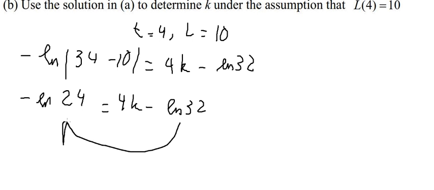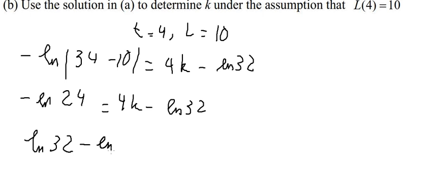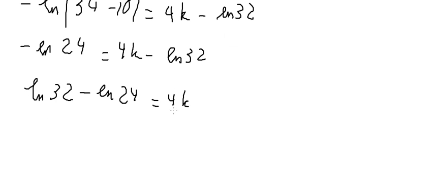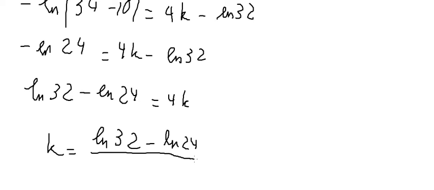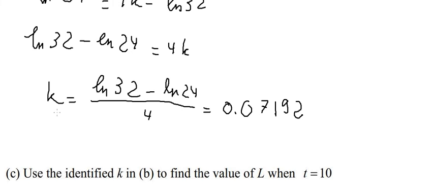So we put this one to the left. Next, we divide both sides by 4. And this one is approximately 0.07192. And this is the value of k we need to find in here.